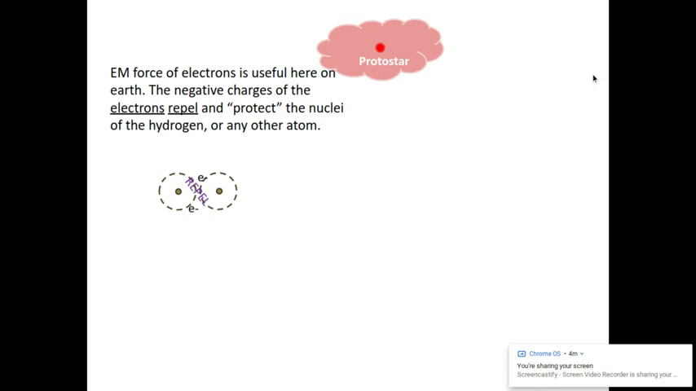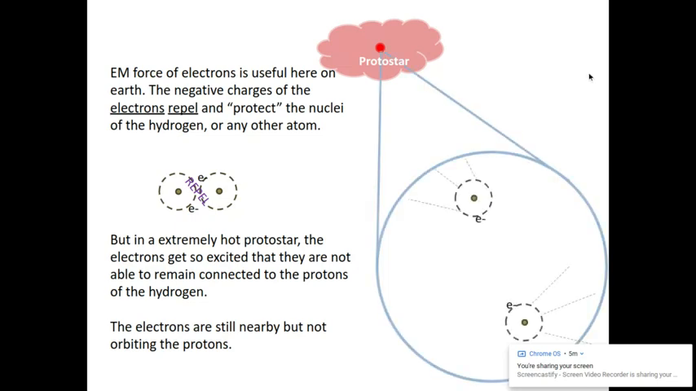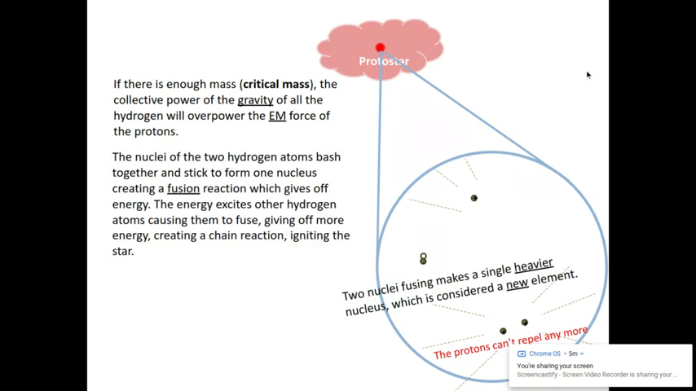Electromagnetic force of electrons is useful here on Earth. The negative charges of the electrons repel and protect the nuclei of the hydrogen or any other atom. But in an extremely hot protostar, proto meaning the beginning, the electrons get so excited that they are not able to remain connected to the protons of the hydrogen. The electrons are still nearby the protons, but they're not able to stay within the orbit. And so then these protons are sort of fused together because, again, they can't repel each other anymore due to the large gravity and the hot temperature. They start fusing together, making a heavier nucleus, which is considered a new element.